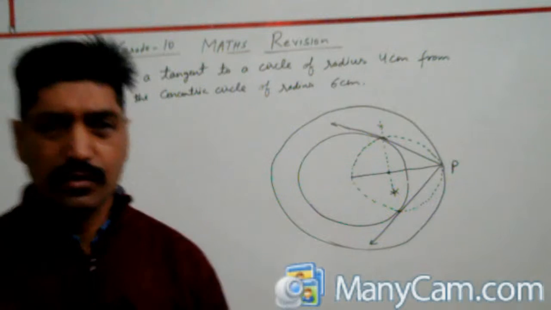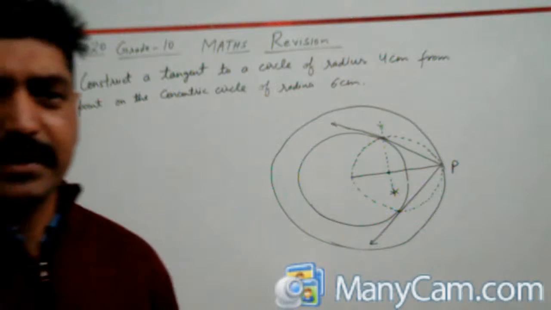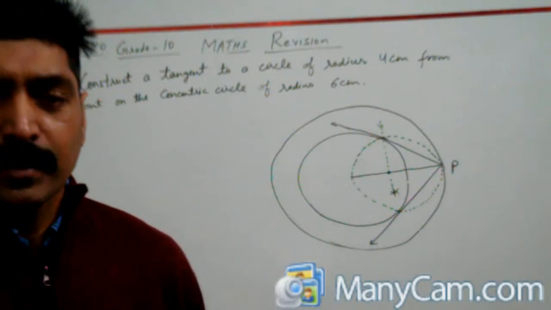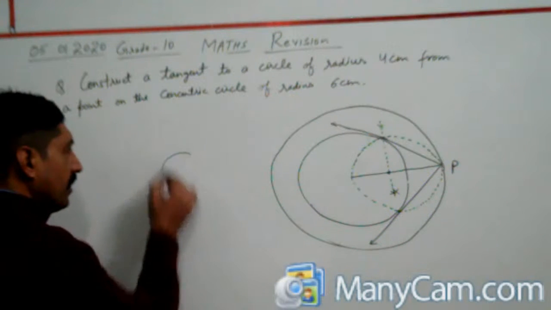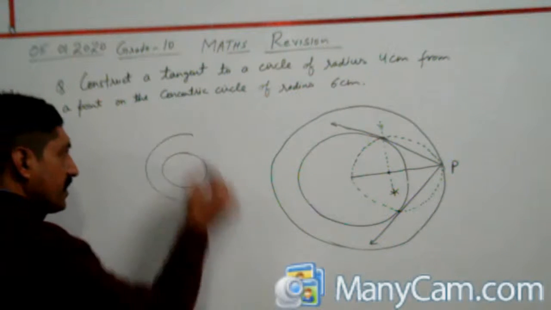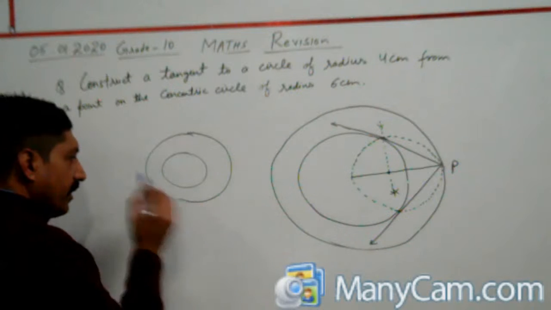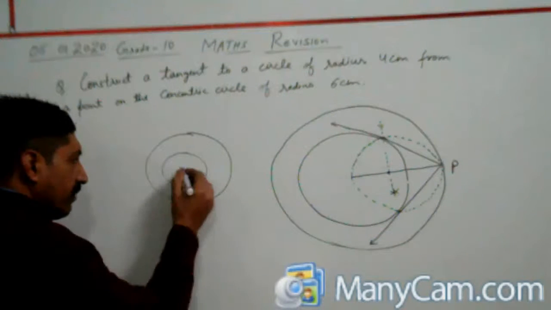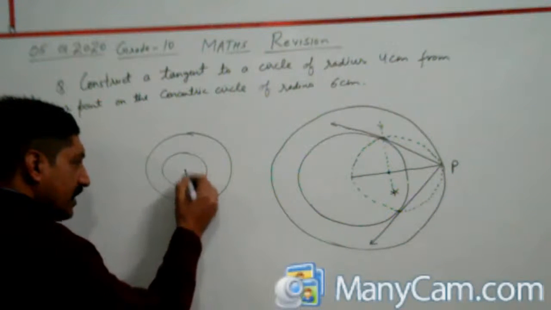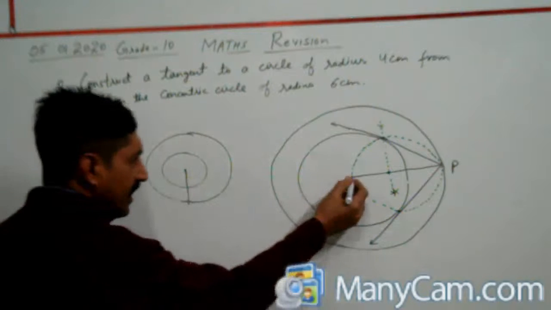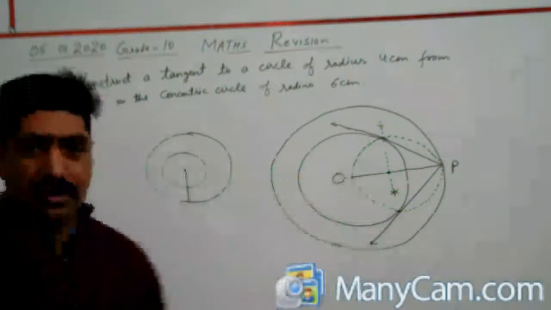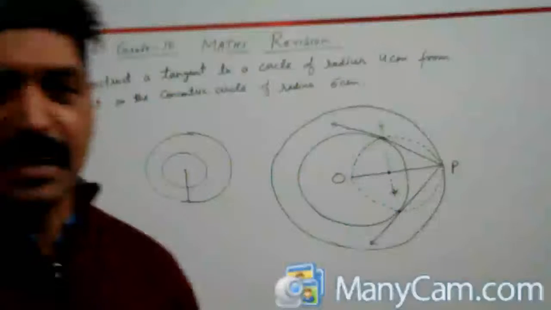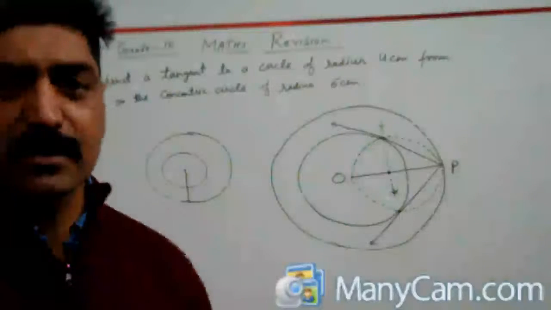Let me discuss how we are doing it. From any side, any direction you can do it. We have drawn 2 concentric circles, one circle of 4 centimeter, one of 6 centimeter, right? Now what we have done, we have joined center O. Concentric circles means both the circles have the same center.